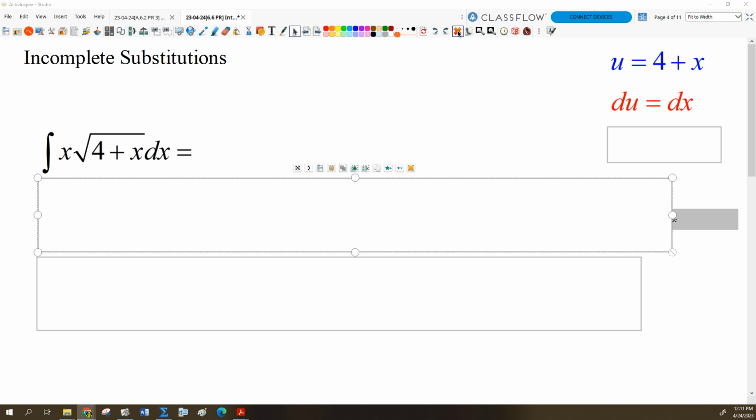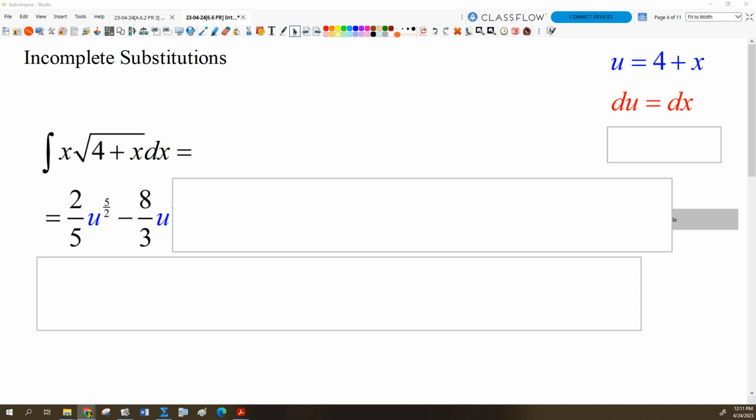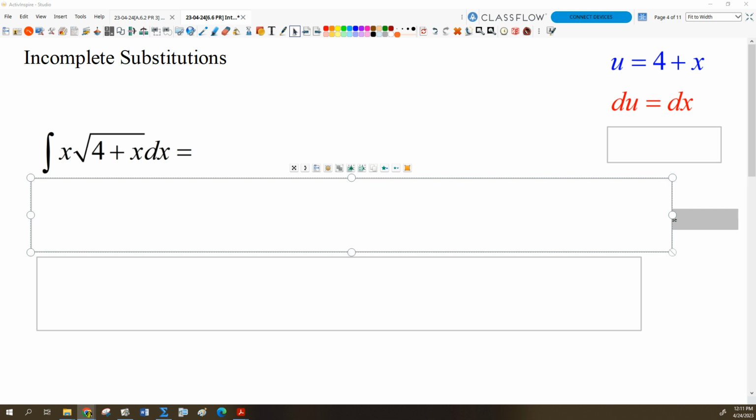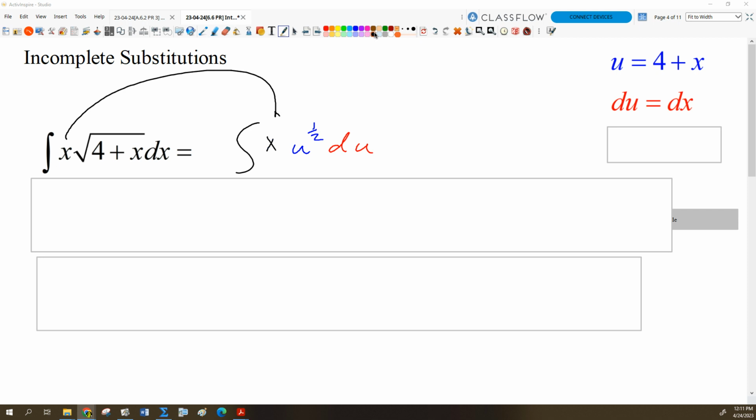Yeah, look at that. If we do that, we still end up with an x there. So this looks like the integral of the square root of u, which is the same thing as u to the 1/2 times du, but I've still got that x there.